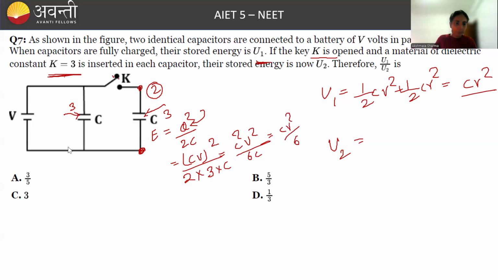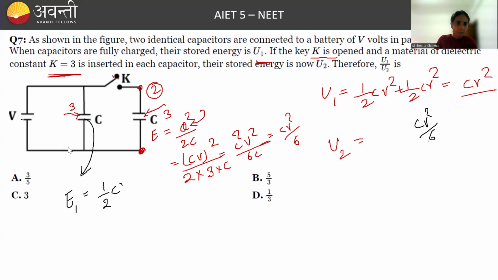So the second one became CV square by 6. Now let's talk about the energy stored on this capacitor. Since it is connected to the battery, charge will change after inserting the dielectric because the capacity is increasing. I have taught you this in the classes. So here the energy will be how much?